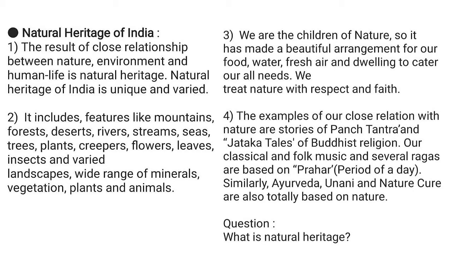So see the second point. In this point it is given what things are included in natural heritage. You can see mountains, forest, desert, river, streams, seas, trees, plants, creepers, flowers, leaves, insects. These all come in the category of natural heritage, and it also includes varied, meaning diverse, landscapes, wide ranges of minerals, vegetation, plants and animals. So these minerals, vegetation, plants and animals also come in the category of natural heritage.